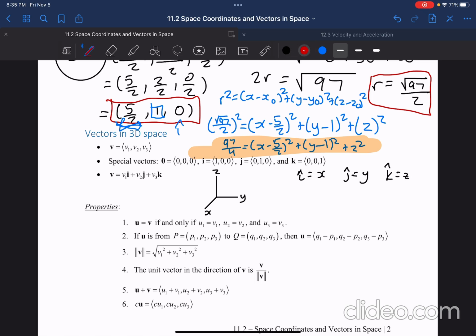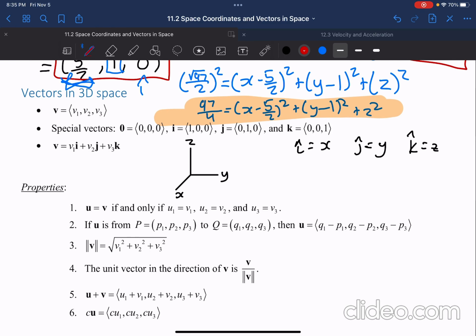So the i vector would be <1, 0, 0>, like this. This would be the i vector. And notice that we have triangular brackets over here. This indicates that it's a vector. If you were just to use, for example, (1, 0, 0), this would indicate a point in the region and not actually a vector. So this, <x, y, z>, would indicate a vector.